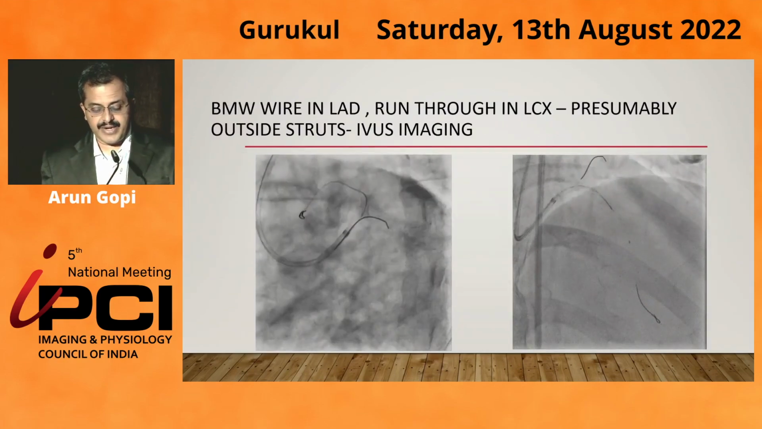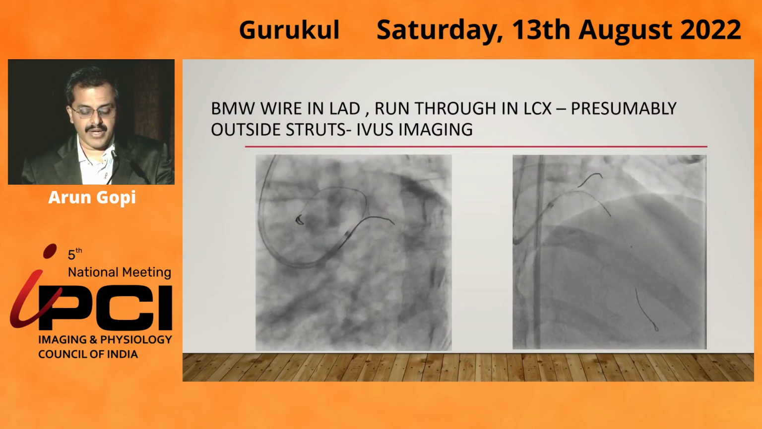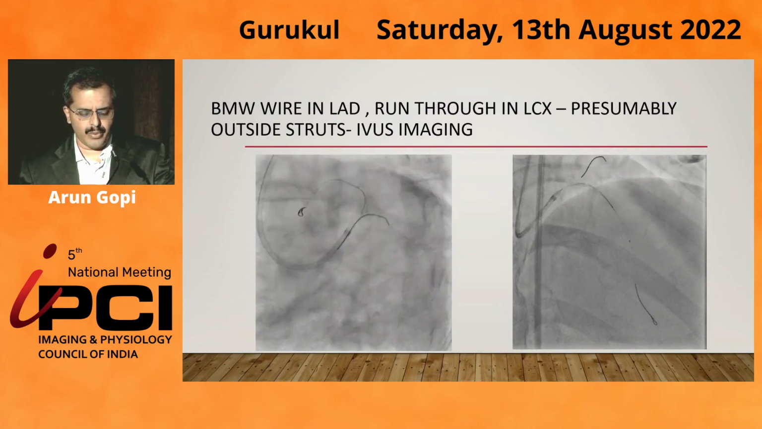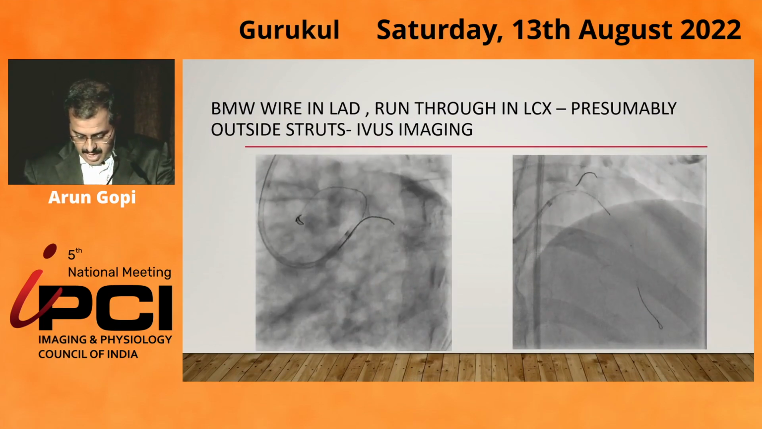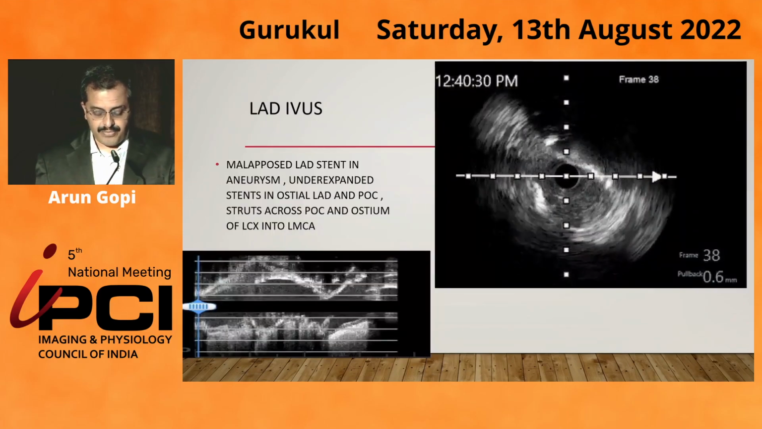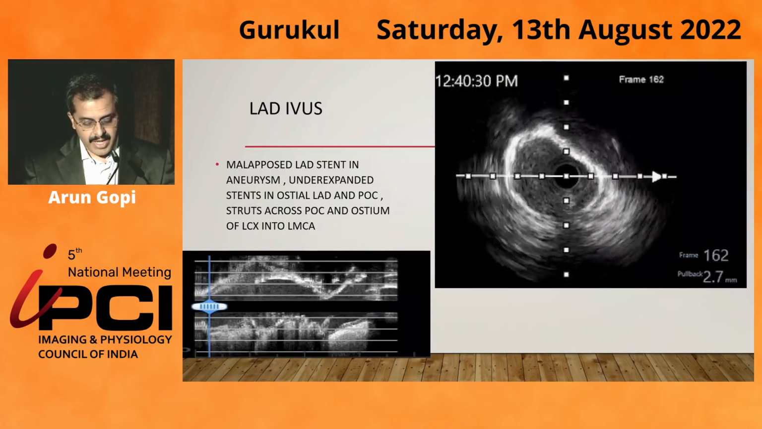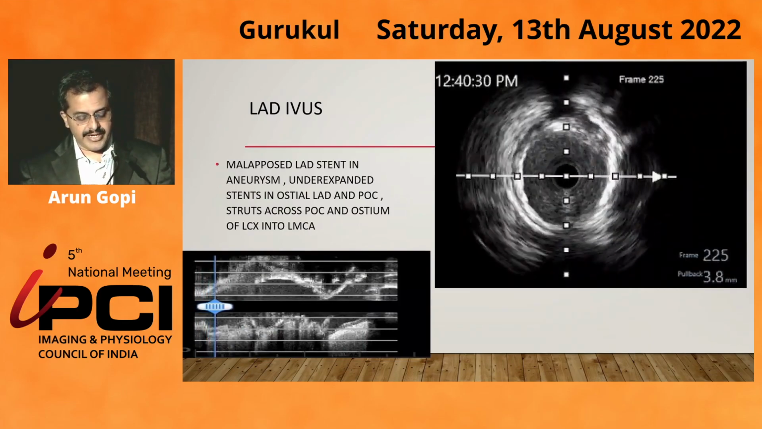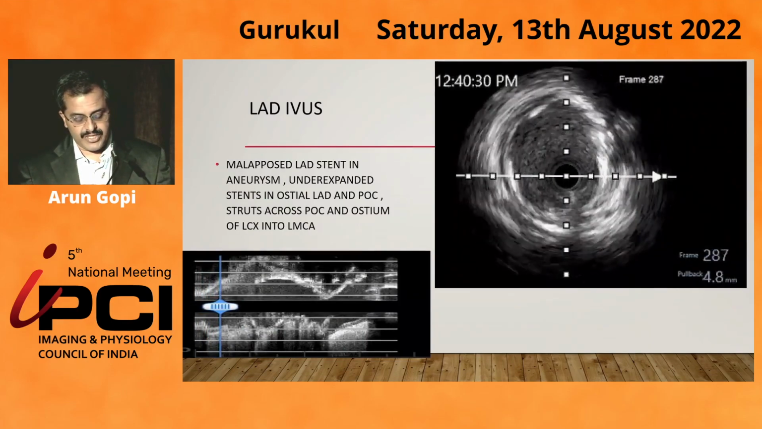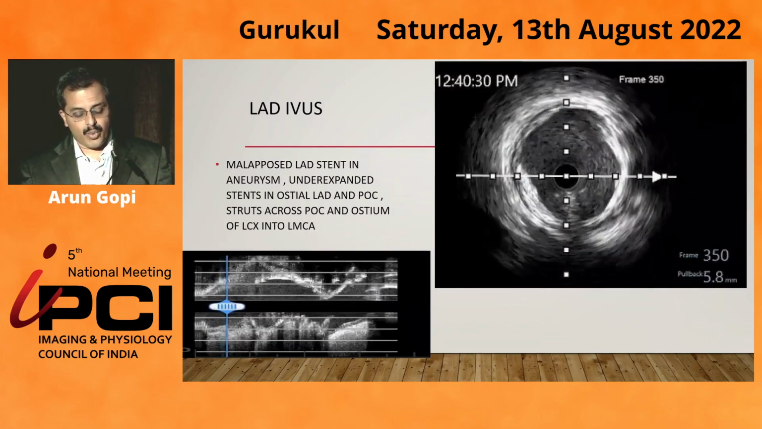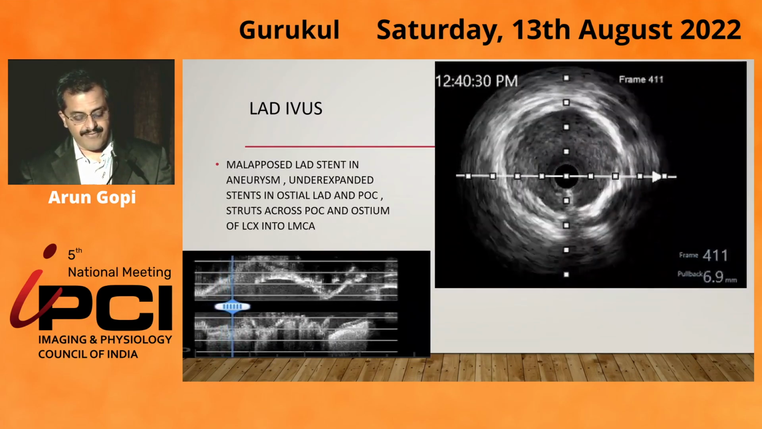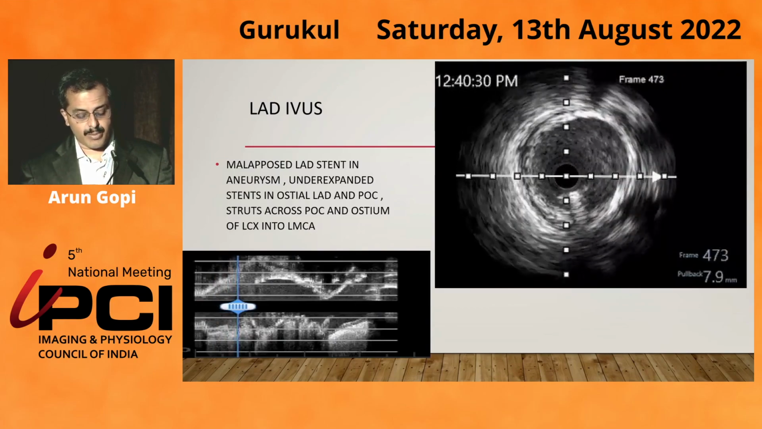Run-through wire and BMW wire in the LAD, again workhorse wires. We presume that the wires were outside the stent struts, and then we imaged the LAD. So on the imaging, you can clearly see that there is malapposed stent. The aneurysm is actually at the distal edge of the stent, leading on to late acquired stent malapposition. You have underexpanded stents in the ostium of LAD.